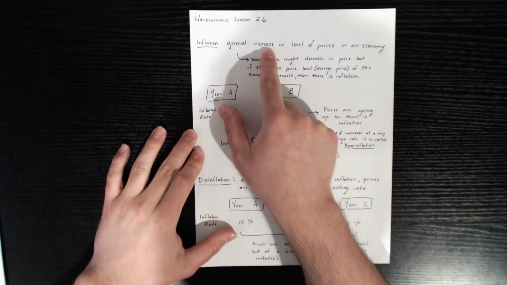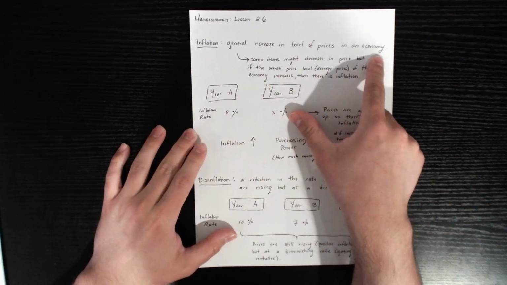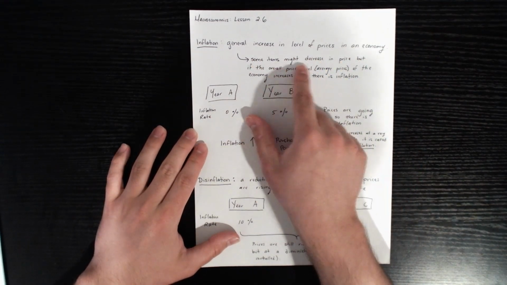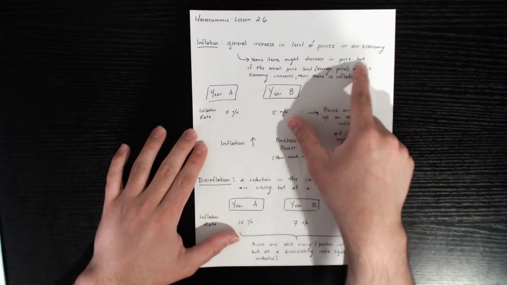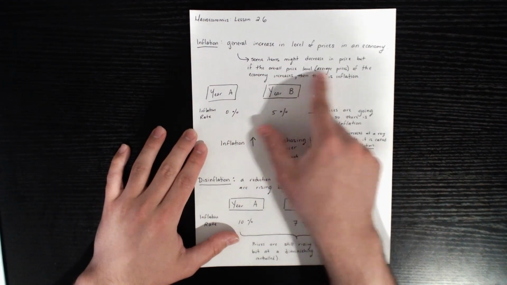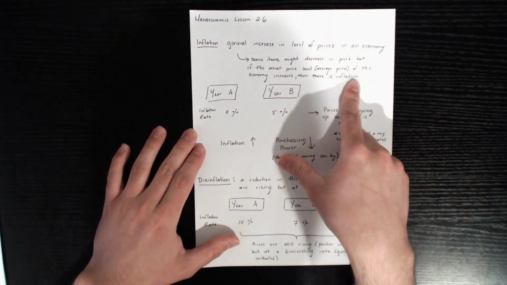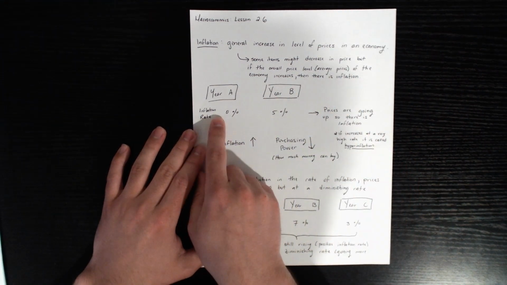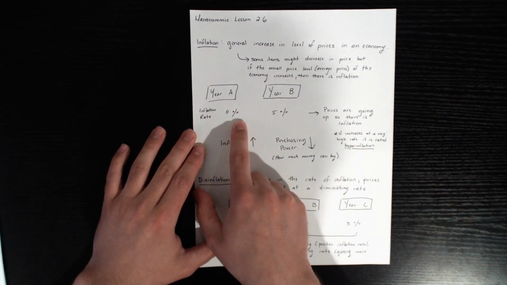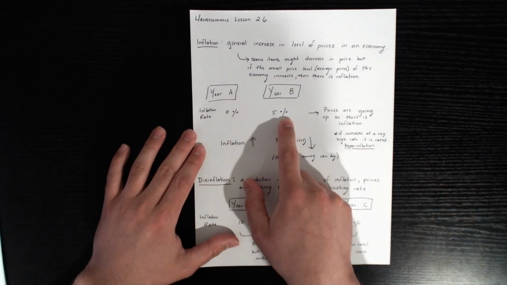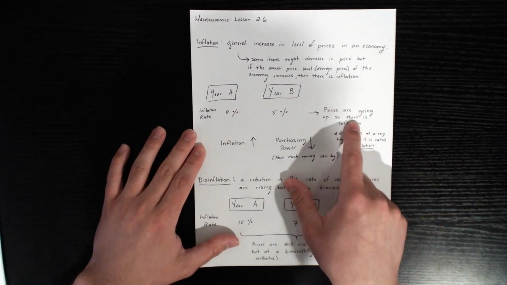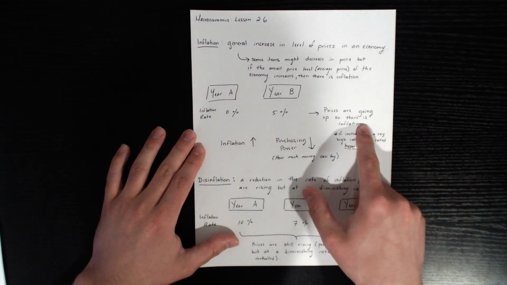Inflation is when there's a general increase in the level of prices in an economy. Now, some items might decrease in price, but if the overall price level, the average price in the economy, increases, then there's inflation. So, if the inflation rate in year A is 0% and it went to 5% in year B, that means prices are going up, so there's currently inflation.